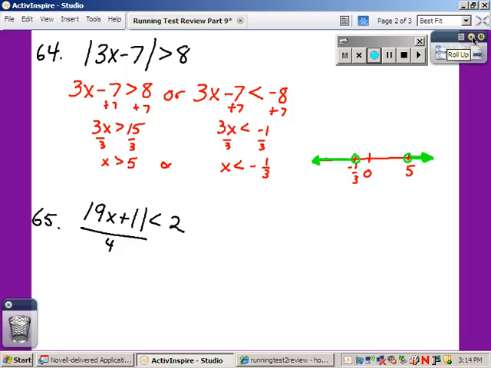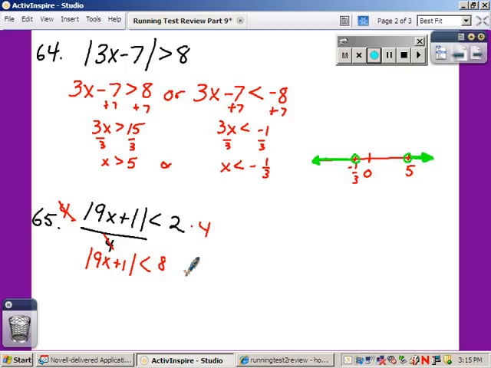Okay, so let's look at 65 under the same context then, except knowing that it has to have the absolute value by itself. This divided by 4 part has to go away, so we cancel dividing by multiplying. And we'll be left with 9x plus 1 less than 8.